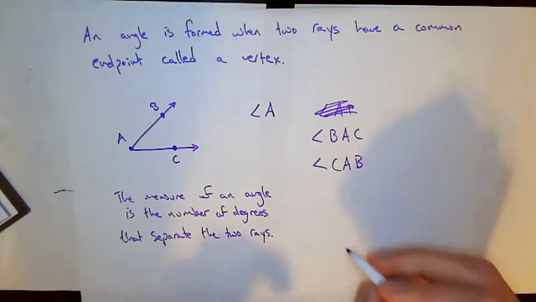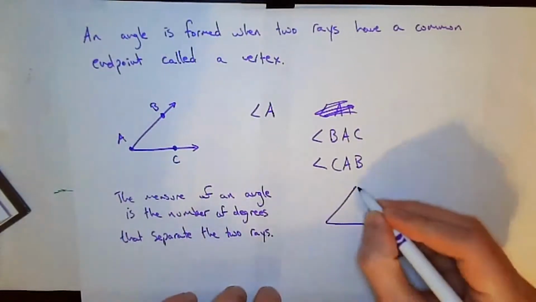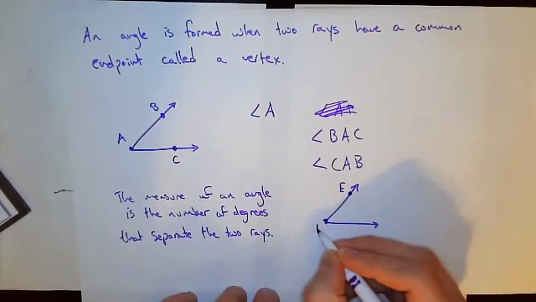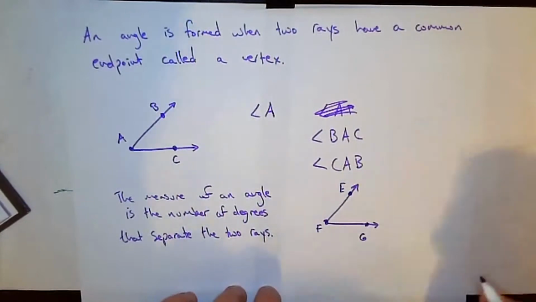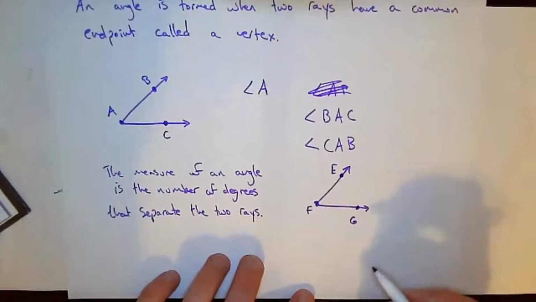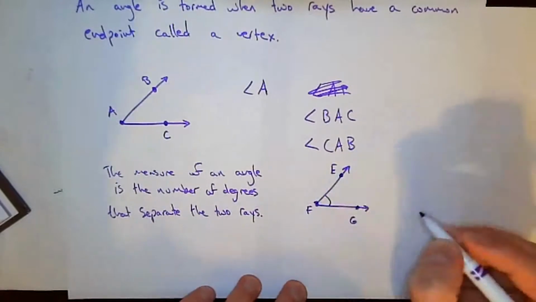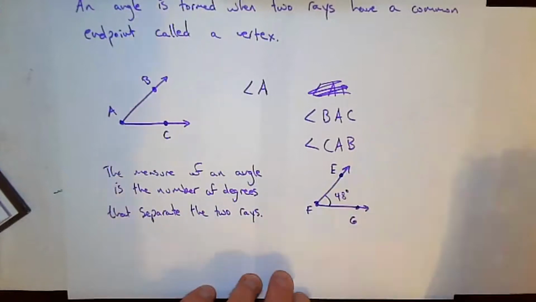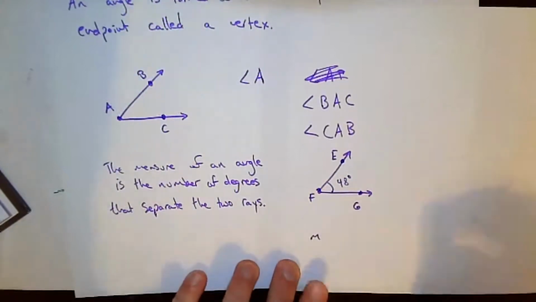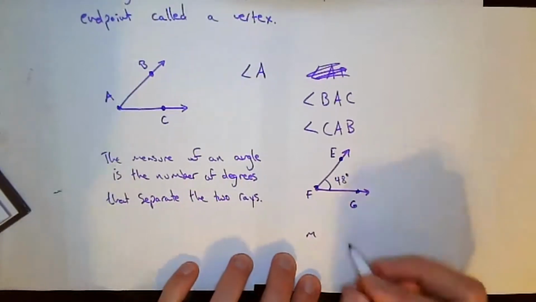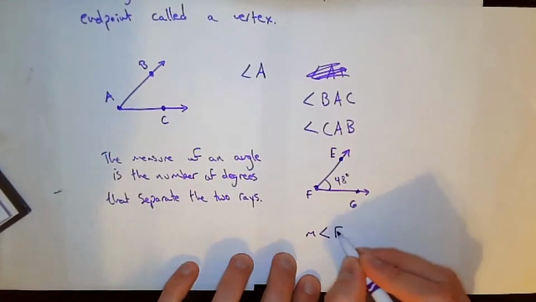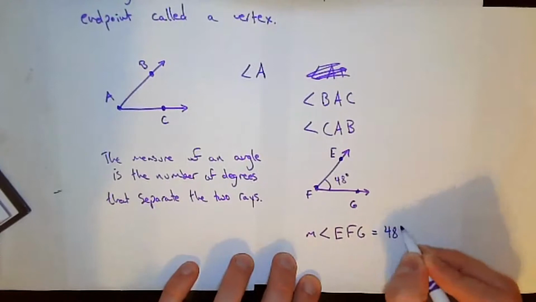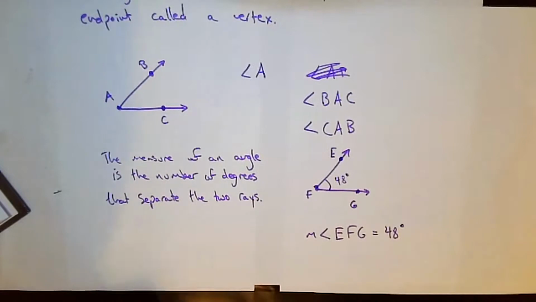How do we denote that? So if I draw some angle EFG here, and I want to talk about its measure, and I say that in here it's 48 degrees, I would say little m for measure of angle EFG is equal to 48 degrees. That's how I would notate that.